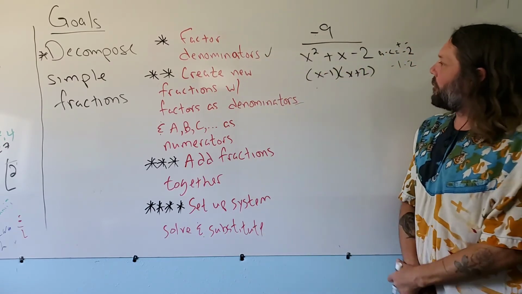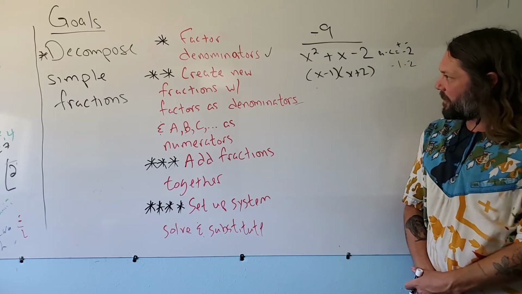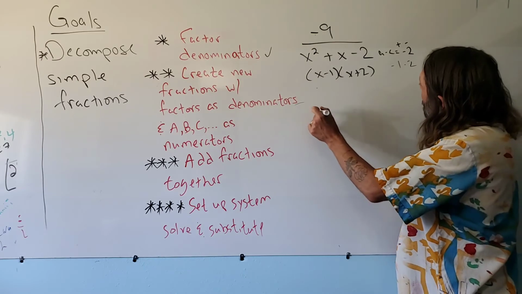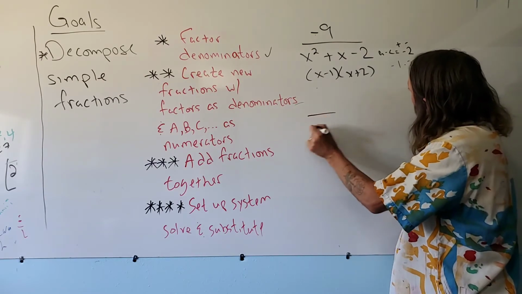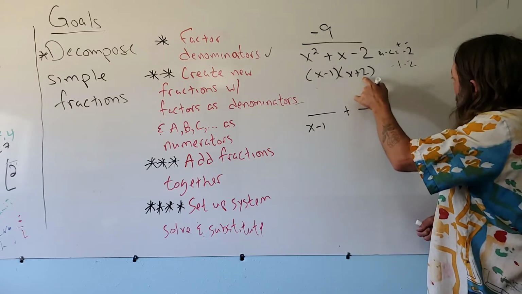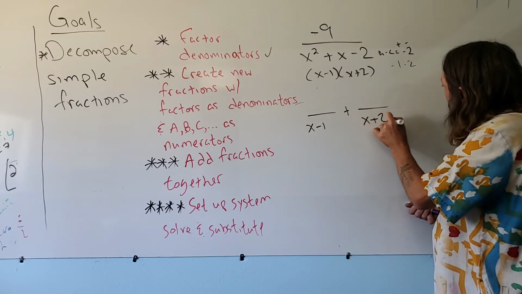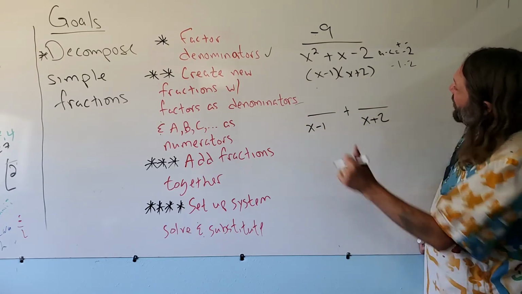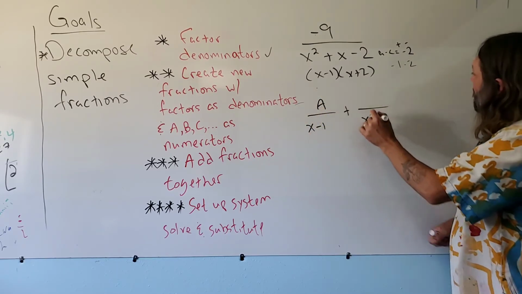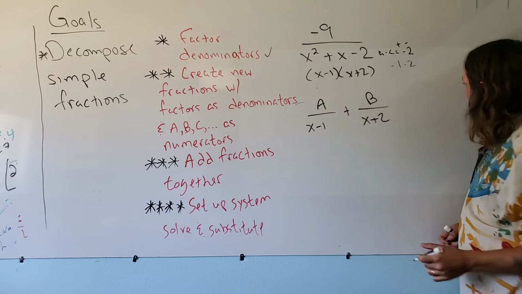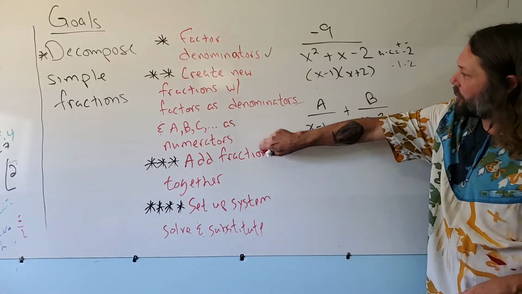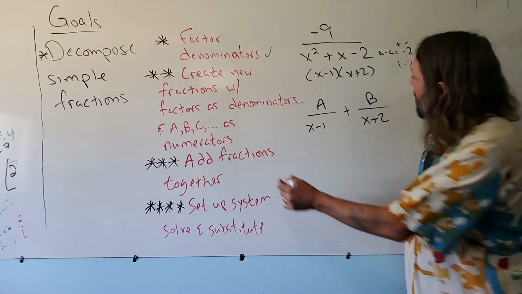I'm going to create new fractions with factors as the denominator and a, b, c, dot, dot, dot as my numerator. So my new fractions are going to be, this is a factor, so I have x minus 1 in this denominator. And I'm going to add that to x plus 2 in that denominator. Since I only have 2 terms, I only need to use the letters a and b, so this is my first unknown numerator, and this is my second unknown numerator. All right, and so I'm going to now check that off because I've done the second step.